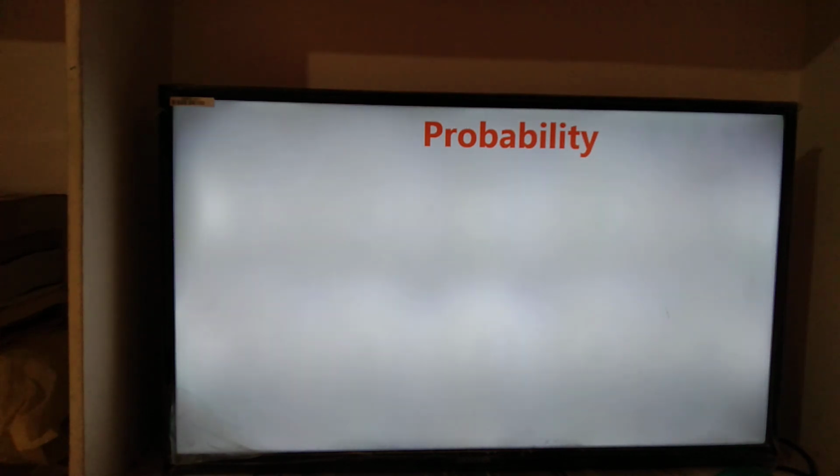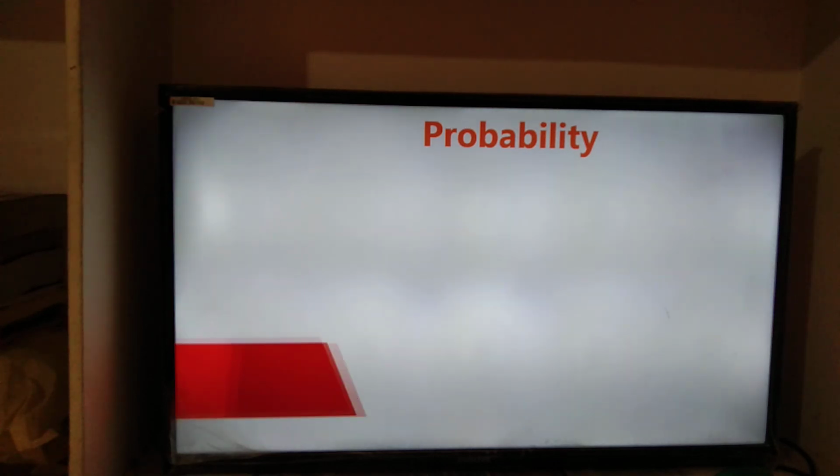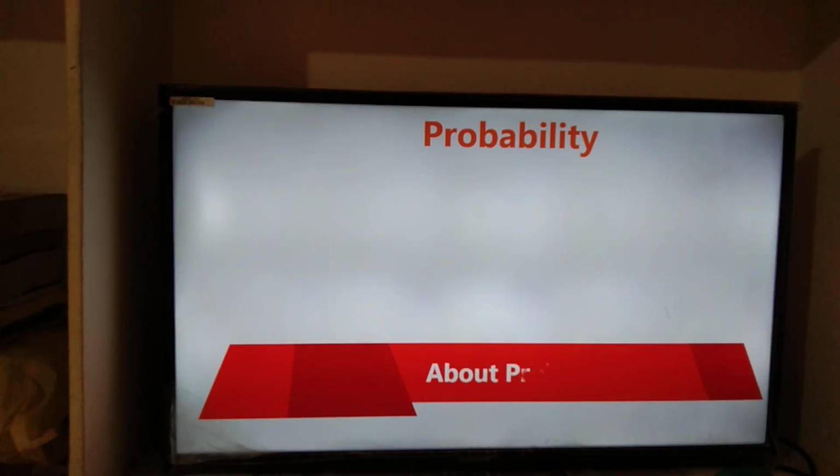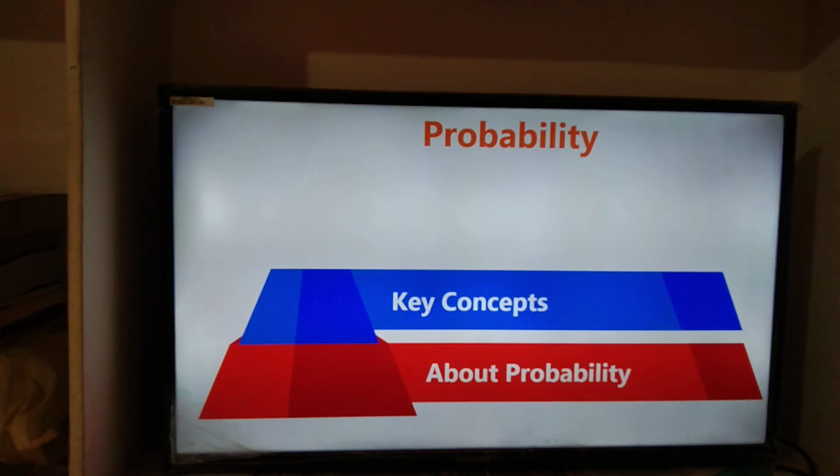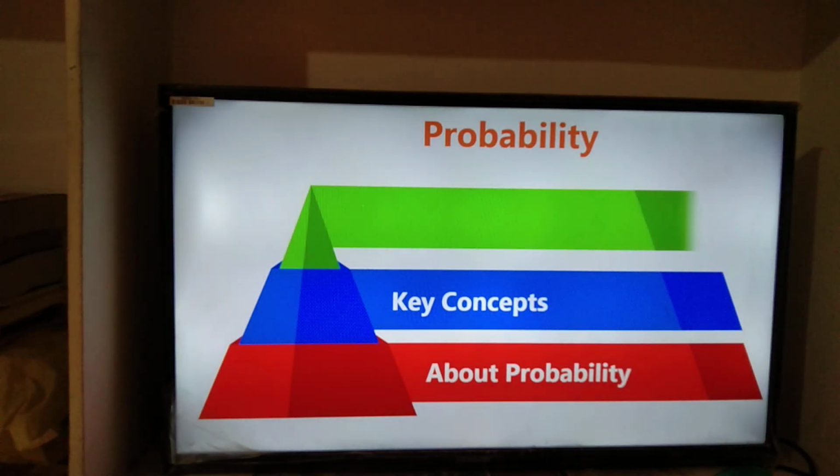Students, today's session let us discuss a glance introduction about probability. So what do you mean by probability? And the key concepts behind this chapter, also the concept of sets, we'll discuss in this chapter. Probability.